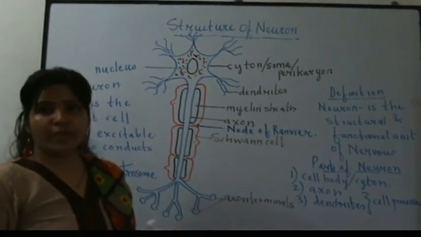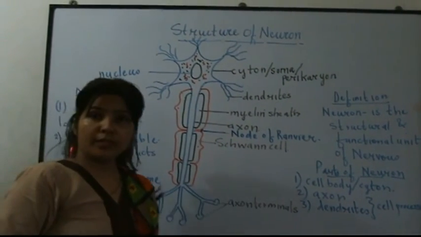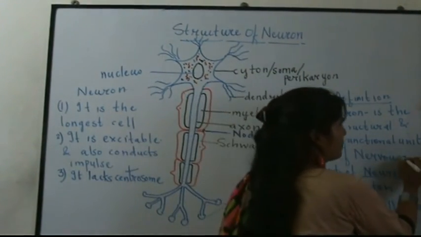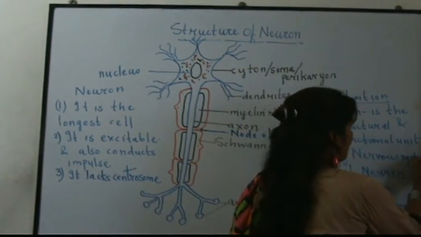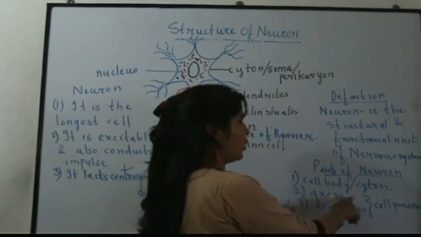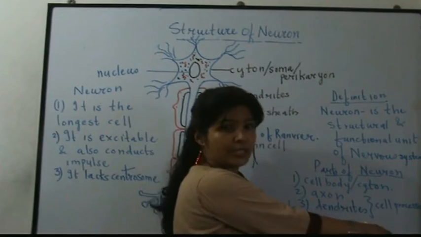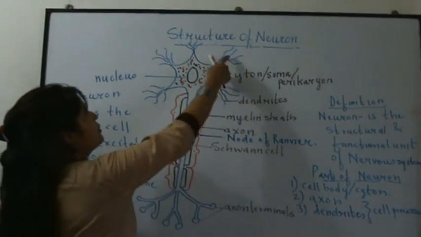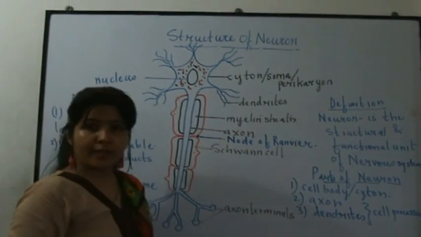So let's revise once. Neuron or a nerve cell is a structural and functional unit of nervous system. The parts of neuron are cyton or cell body, axon and dendrites, which are the cell processes. Single long process axon, several processes which are highly branched are dendrites.